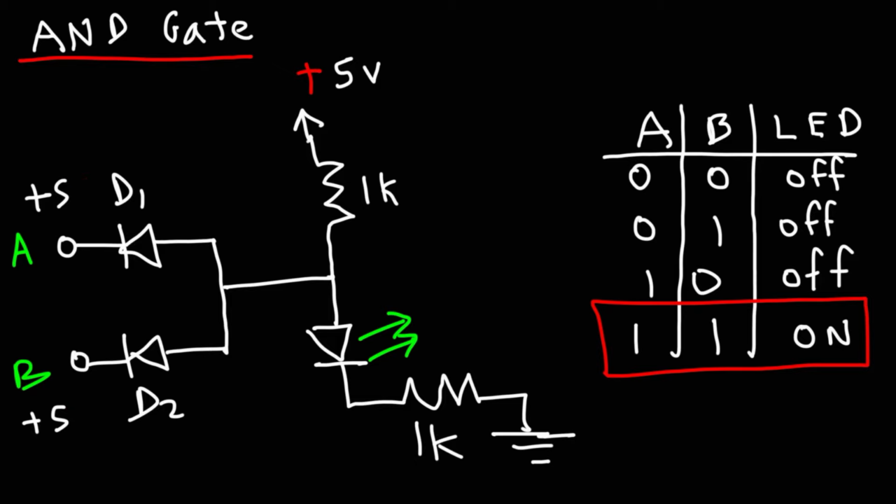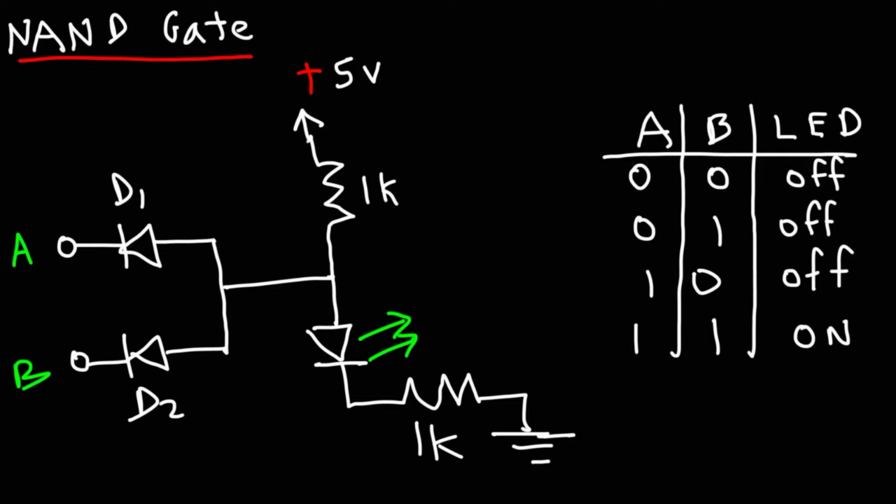That is the NAND gate. So let's put an N here. Now remember, the NAND gate is opposite to the AND gate. So all we got to do is replace off with on. So for the AND gate, when A and B were on, the LED was on. So in this case, when A and B are on, the LED will be off. It's simply the reverse.